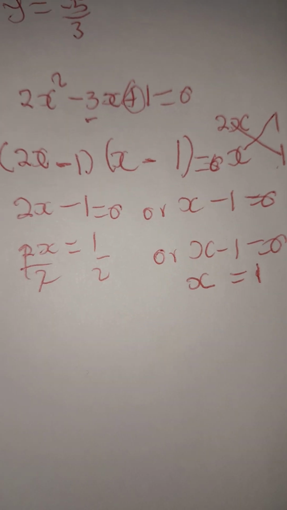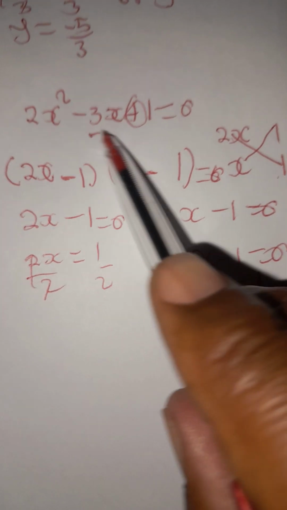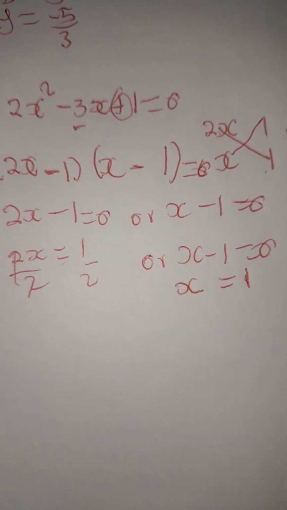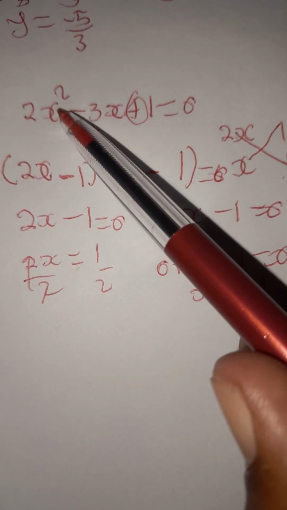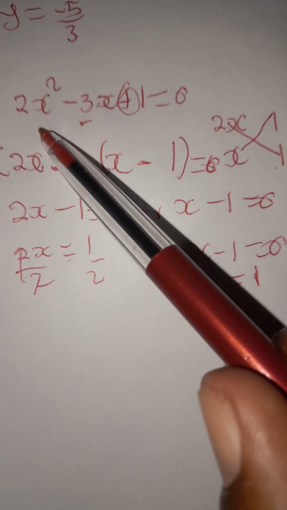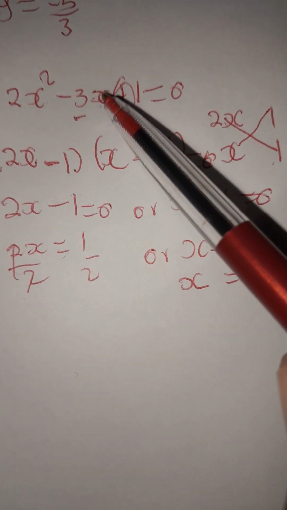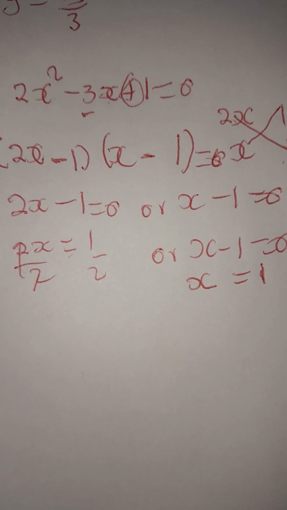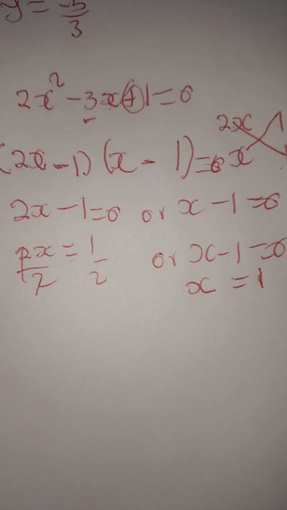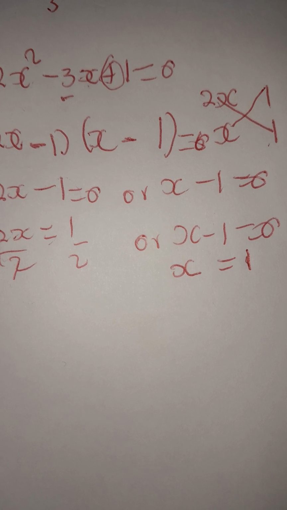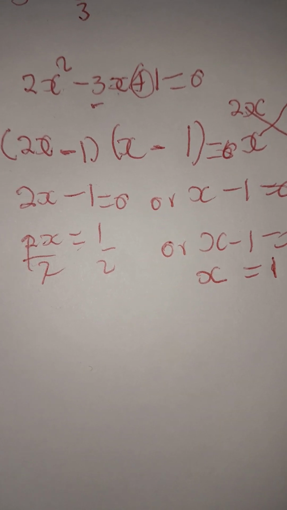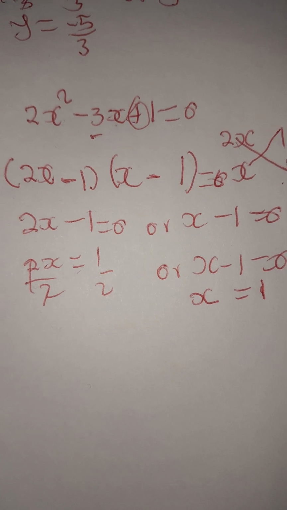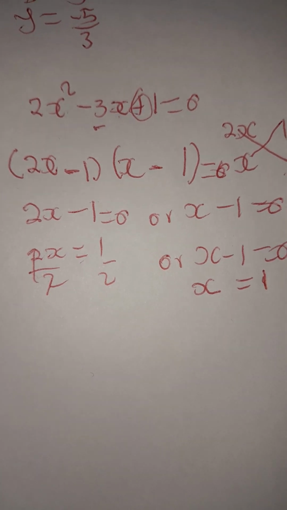So you can check here by substituting 1, or by substituting half there. When you substitute 1, it will be 2 times 1 squared, that will be 2. And if you put 1 here, negative 3 times 1, that will be negative 3, right? So 2 minus 3, that will be negative 1, plus 1, that will be 0. So definitely it's correct. So now we are going to 2.4.